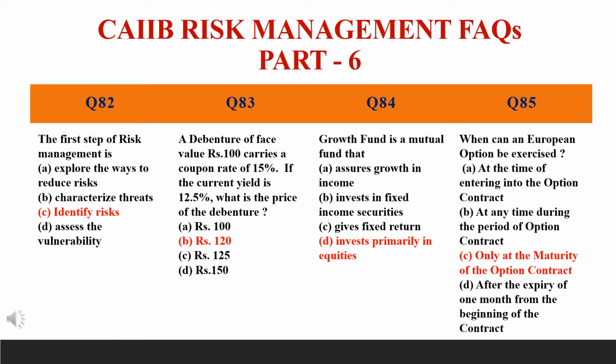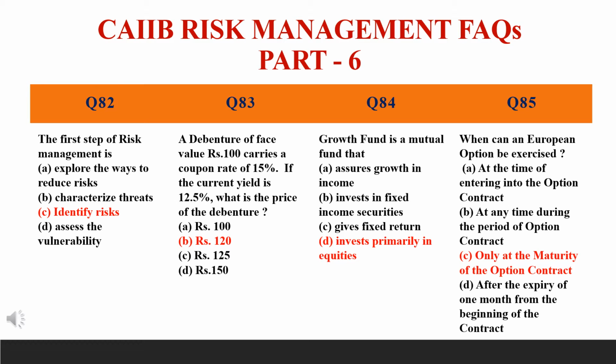The last question in this slide is, when can a European option be exercised? There are two options, right? American option and European option. So when can a European option be exercised? There are 4 options. First, at the time of entering into the option contract. Second, at any time during the period of the option contract. Third, only at the maturity of the option contract. Fourth, after the expiry of 1 month from the beginning of the contract.